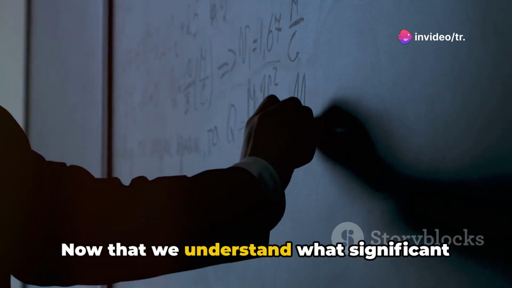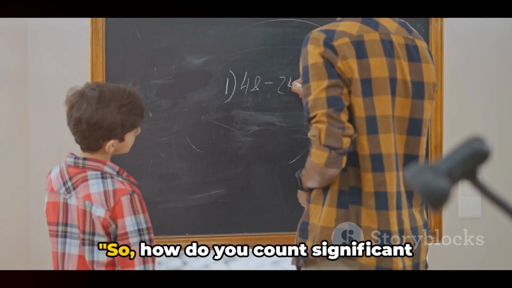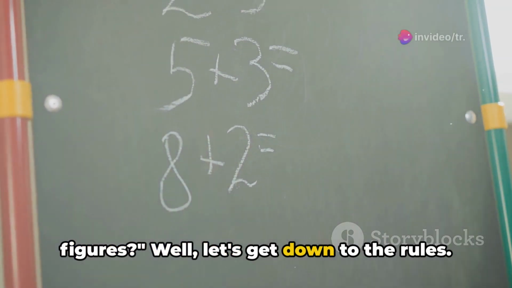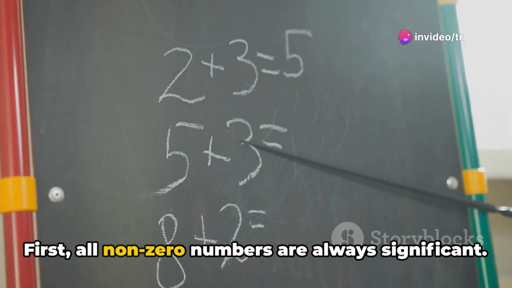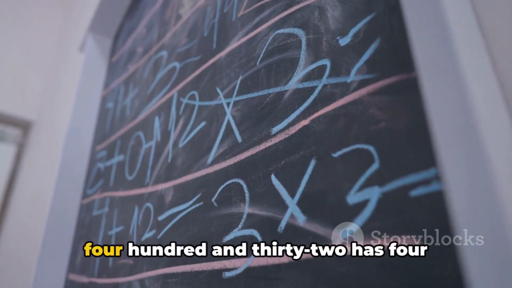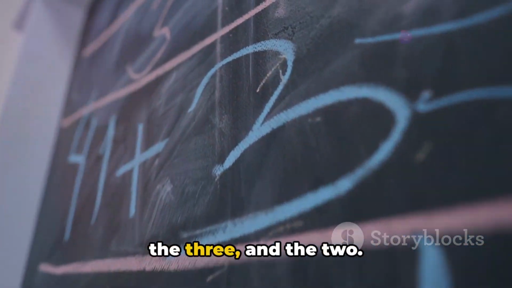Now that we understand what significant figures are, let's delve into the rules for counting them. So, how do you count significant figures? Well, let's get down to the rules. There are 4 main rules to keep in mind. First, all non-zero numbers are always significant. For instance, the number 5,432 has 4 significant figures: the 5, the 4, the 3, and the 2.